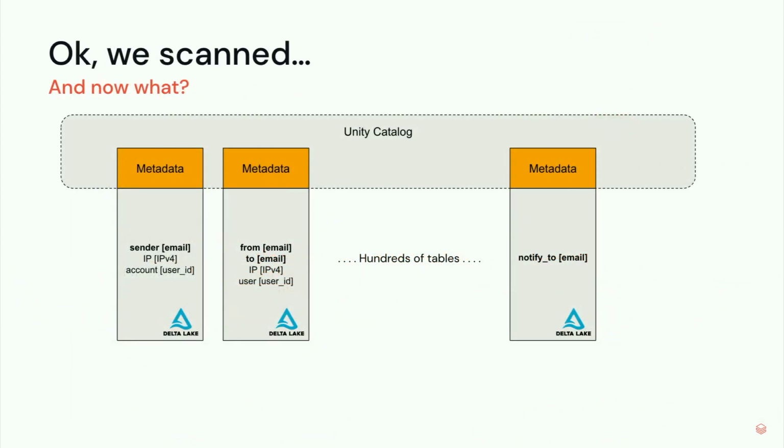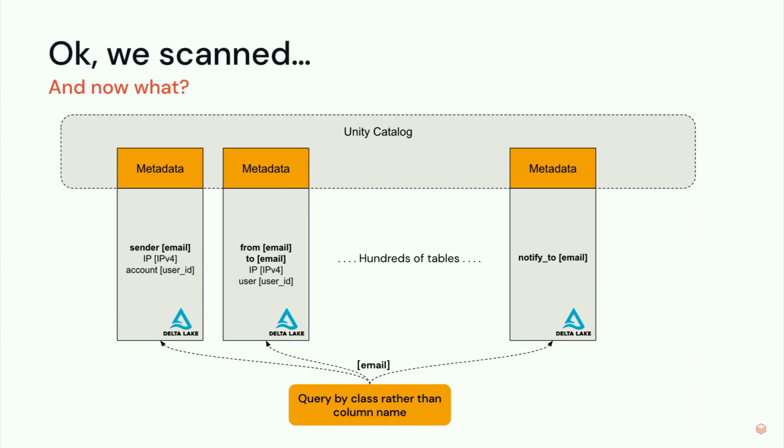OK, so we scan our content. Now we have classified our columns. As you can see, if we are looking at the email address here, we find several email addresses in different tables, in different columns. So now what we can do, instead of querying every table differently, we just run one single query. We say, let's look for all of the emails and get all of the data out of it.